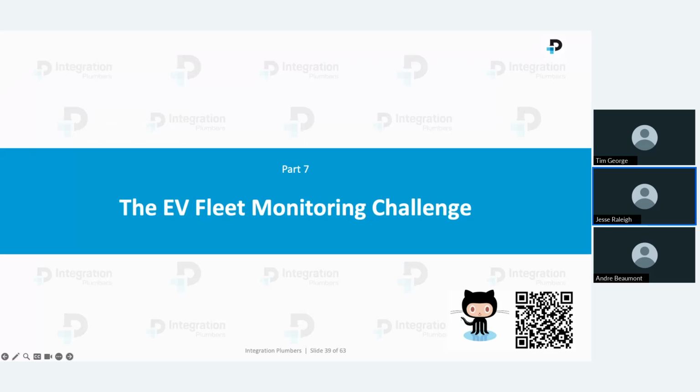Now we're going to shift gears and talk about the broader challenge of EV fleet monitoring. We've shown you how to build and test against a simulated API. The question now is, what does production monitoring architecture look like, and why is it such a hard problem to solve?